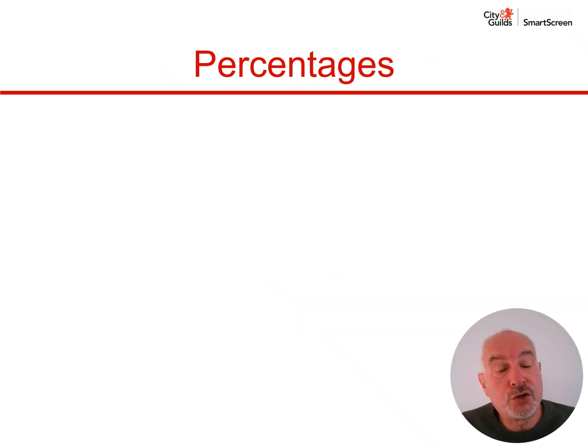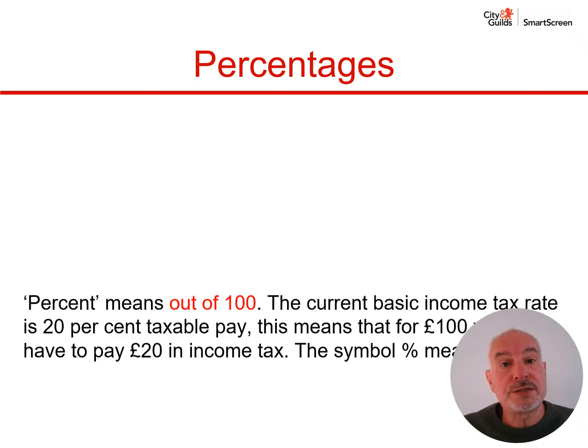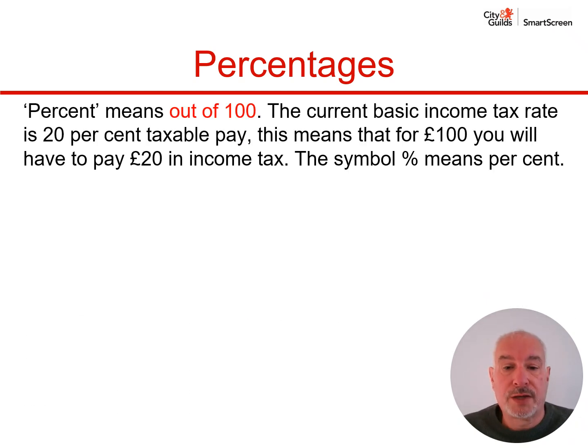Now we're going to take a look at percentages. The term percent simply means out of 100. Let's look at an example. The current basic income tax rate is 20% of taxable pay. This means that for every £100 you earn, you would have to pay £20 in income tax. The symbol for percent is the 2 zeros with a diagonal line separating them. Probably familiar with that.